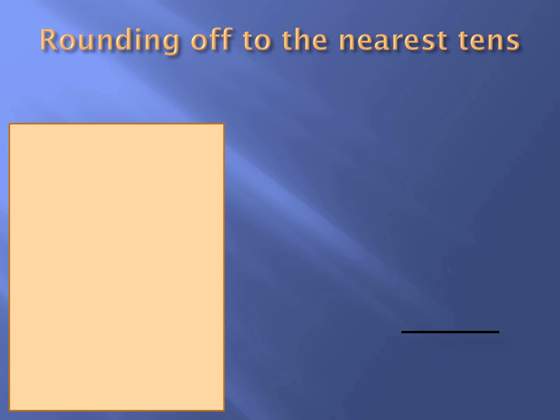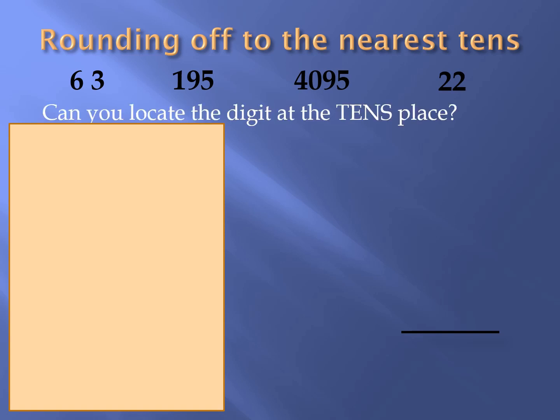Now let's begin with the rounding off to the nearest tens. I have some numbers 63, 195, 4095 and 22. What you have to do is you have to locate the digit at tens place.